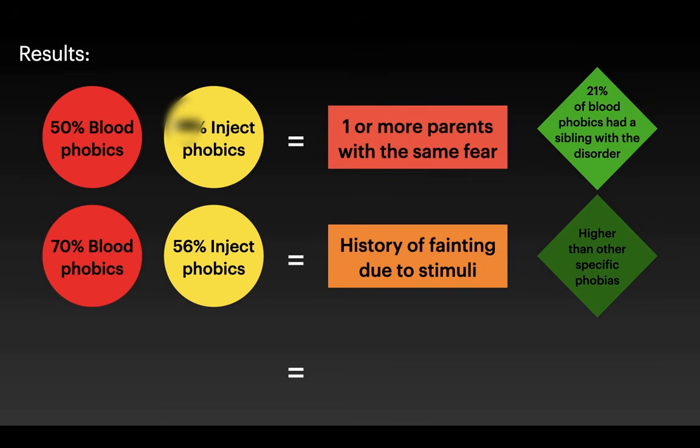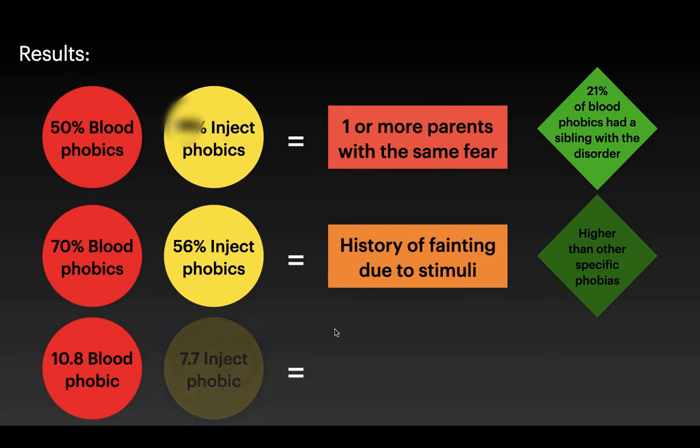Other phobias, people usually just scream and run. Like my friend Rachel with the birds. If she sees the bird, she screams and runs away. She wants to fight, flight, escape. But with blood phobia or injection phobia, it's very specifically linked to fainting. A little bit more unusual than other specific phobias.